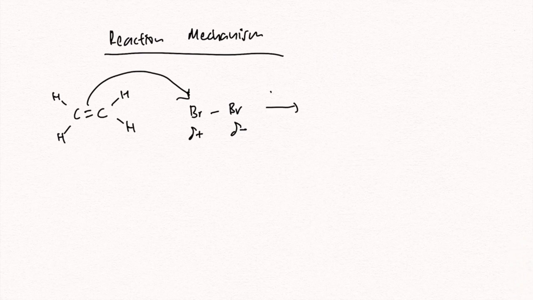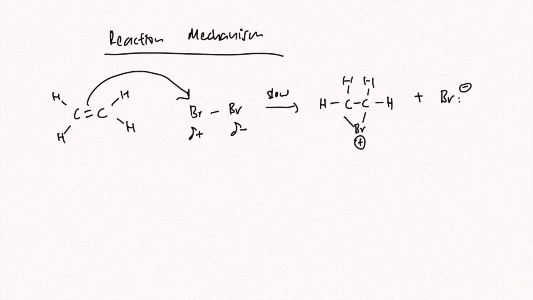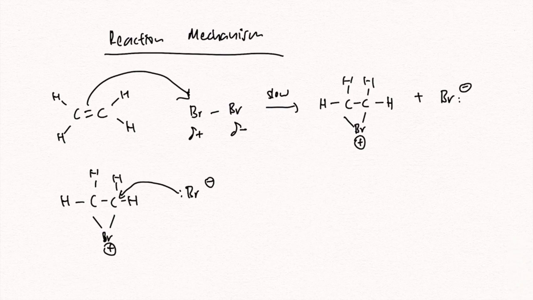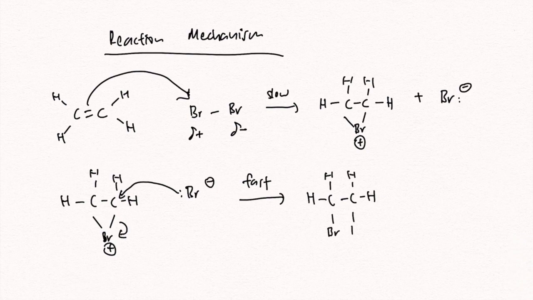So after the first step, which is the slow step, we will produce a cyclic bromonium ion and a bromine nucleophile. In the second step, which is the fast step, the bromine nucleophile will attack the carbon atom just beside the positively charged bromine, and this is the fast step because it's a negatively charged nucleophile attacking a positively charged molecule. This is where we can produce our halogenoalkane. So this is the reaction mechanism for electrophilic addition.